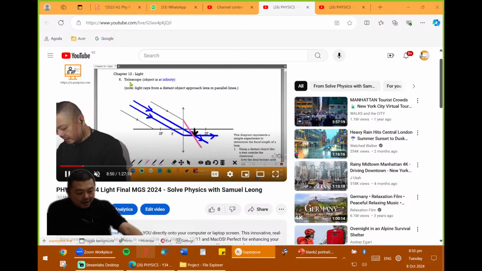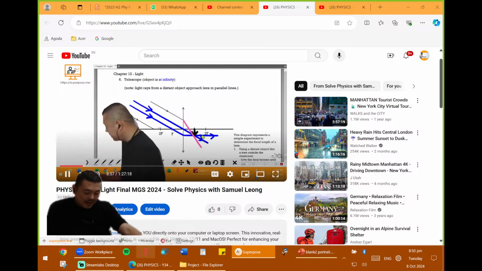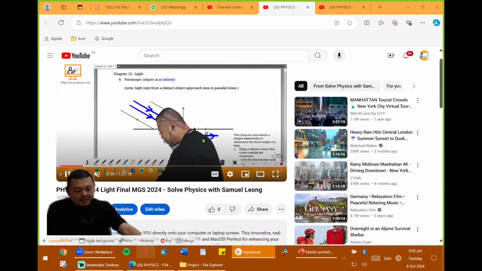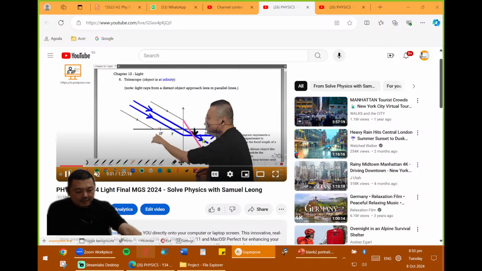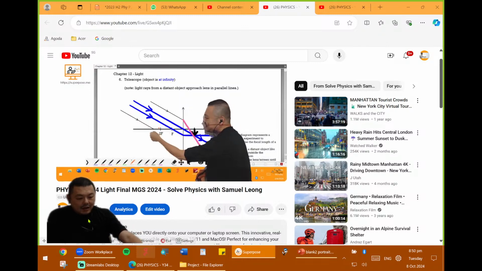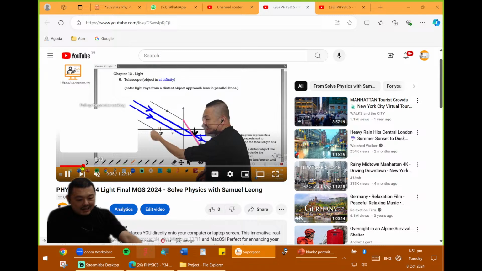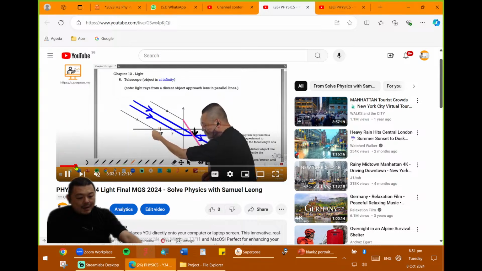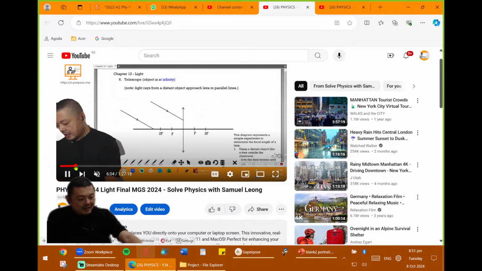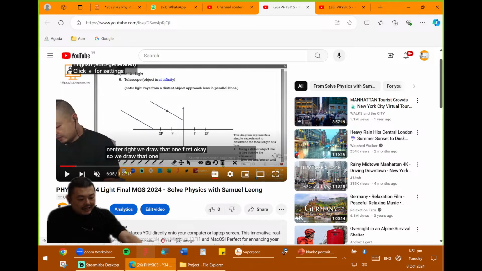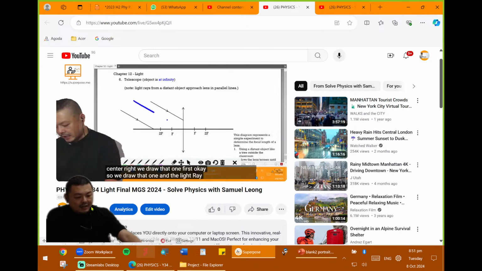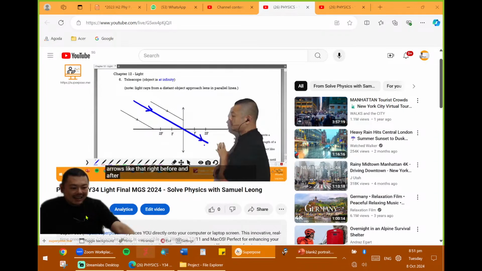When your object is at infinity, and the light rays come in, the image will be at F. You have to memorize it. I can show you how to draw it. I don't know whether you remember, these are random light rays.